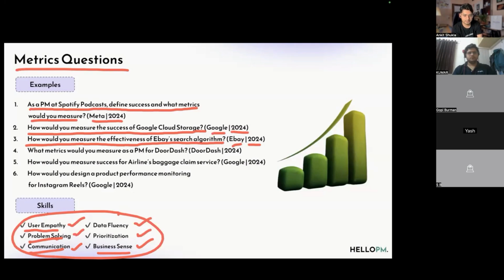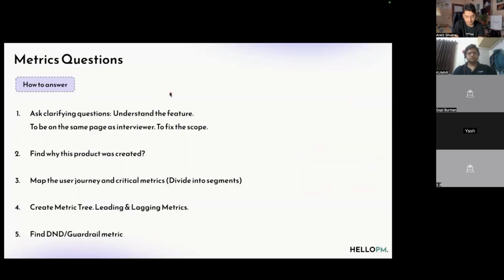We again played the same game, right? We again jump to conclusions. This is what it is, and then we again jump to the answers. Now, in these cases also, you have to ask a clarification question so that you and the interviewer are on the same page about what they want. So this is the pattern, or the simple structure, that you follow in order to answer metric questions.